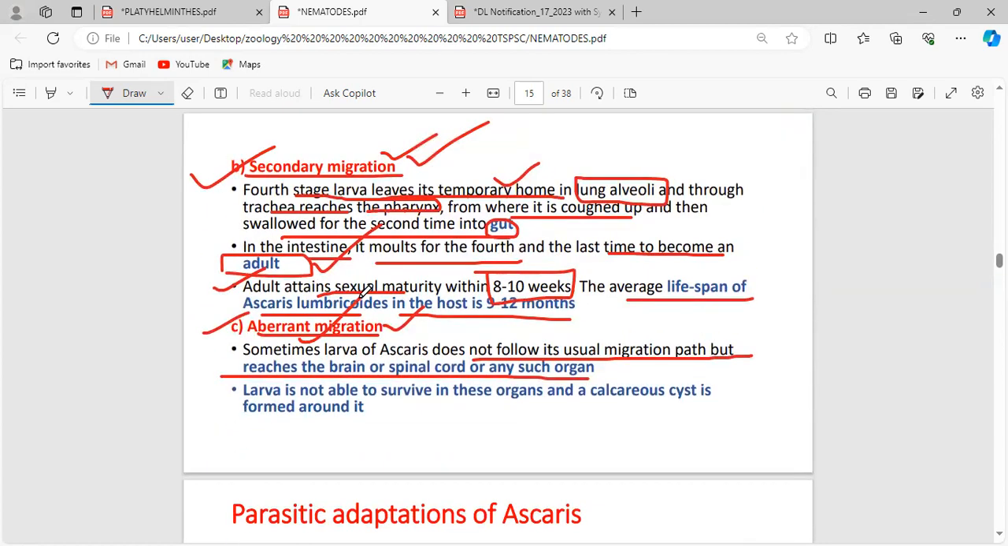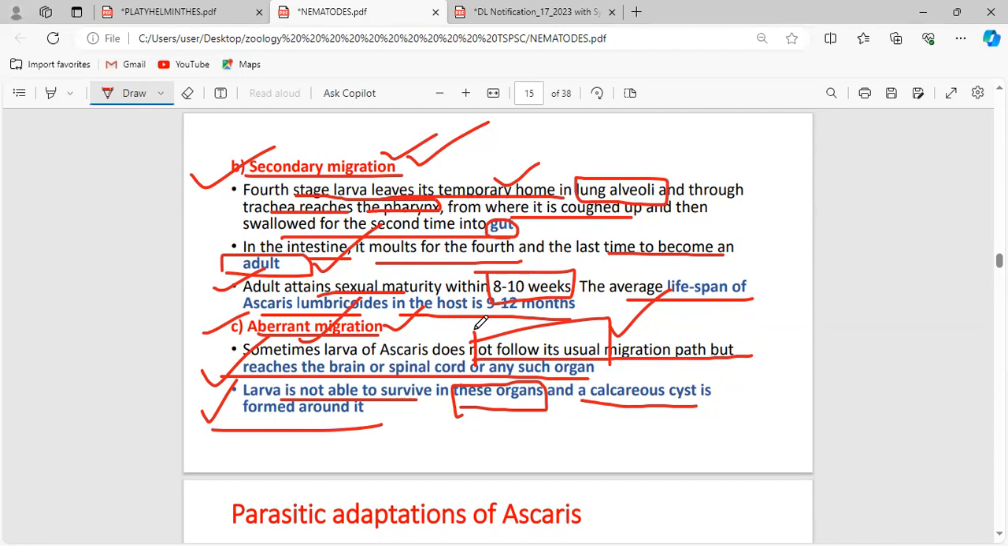But in case of aberrant migration, they do not follow this usual migration, but unfortunately reach the brain or the spinal cord, or any other region apart from the above said migration path. That is said to be the aberrant migration. Now, the larva is not able to survive in these organs, and a calcareous cyst will be formed around it.